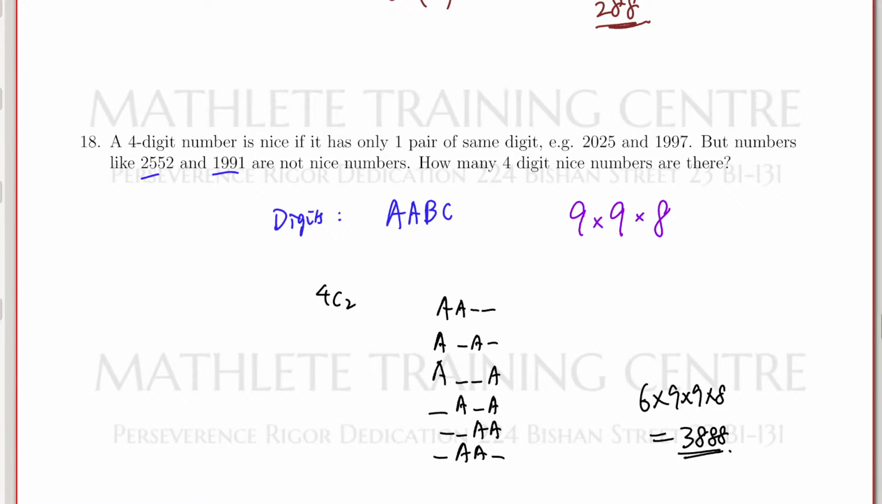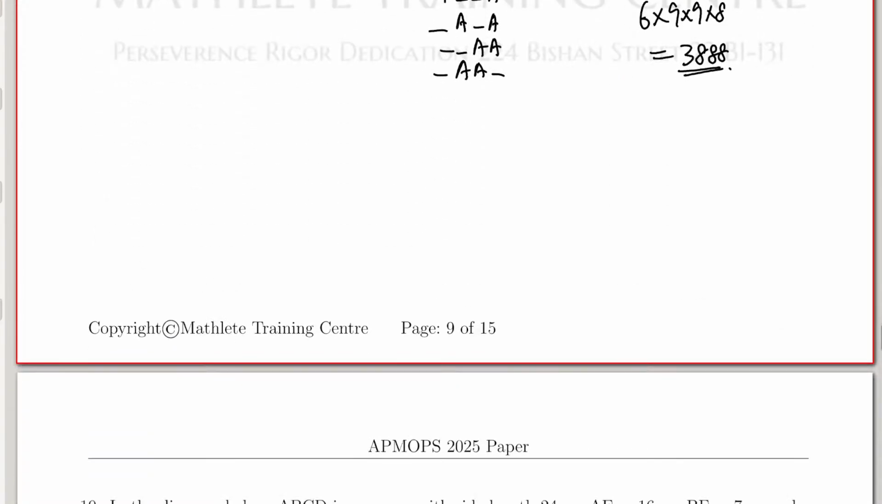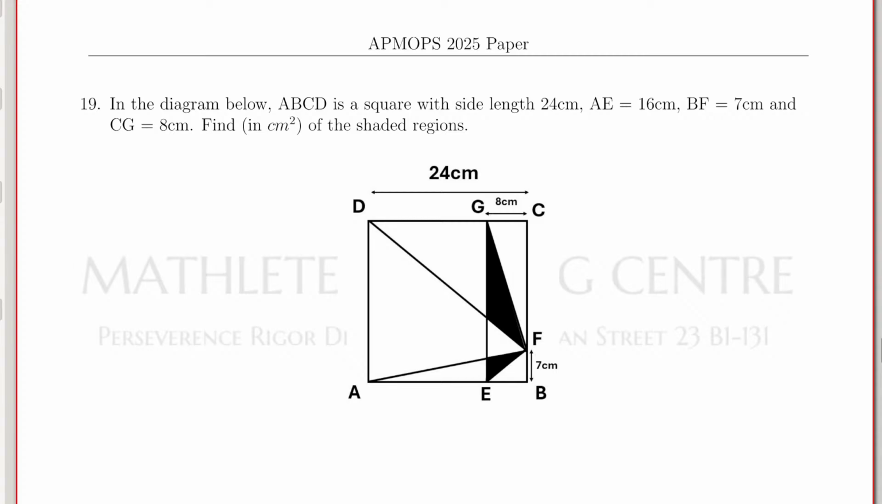Okay, next question, number 19. They want you to find the area of the shaded regions. So how to do this question? For this question, they are testing one important technique that you might or might not know. It is called similar triangles. When triangles have the same shape, their ratios of the sides are also going to be the same.